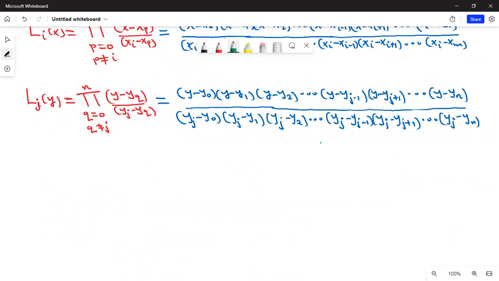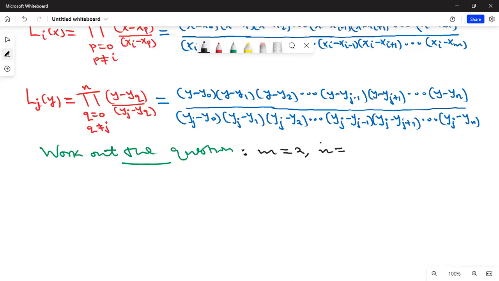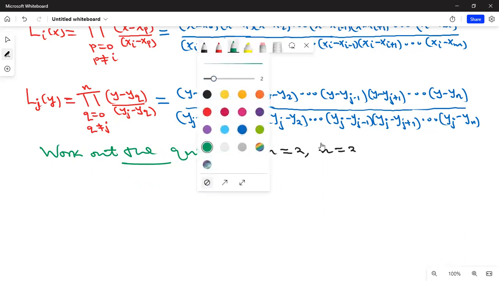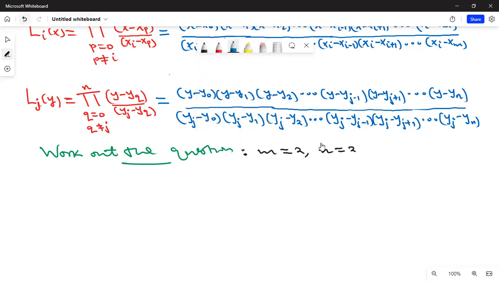So now we are answering the question. I'll work out the question. Remember, we have said that m is 2 and also n is 2 because we are going all the way up to x2 and y2, so that our polynomial takes this form.